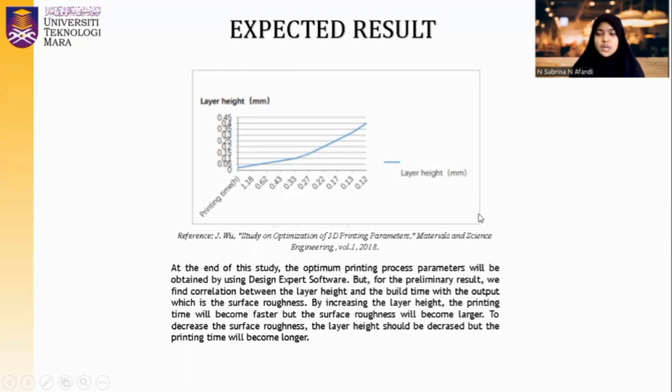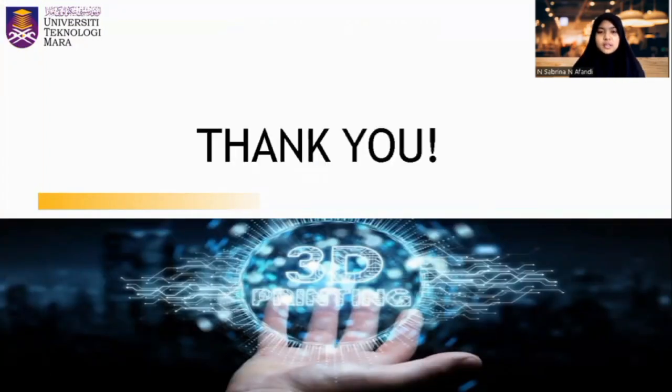But for the preliminary result, we find correlation between the layer height and the build time with the output, which is the surface roughness. By increasing the layer height, the printing time will become faster, while the surface roughness will become larger. To decrease the surface roughness, the layer height should decrease, but the printing time will become longer. So this is the expected result. With that, I end my presentation of an optimization of 3D printing process parameters with PLA composite materials by using design of experiment. Thank you.